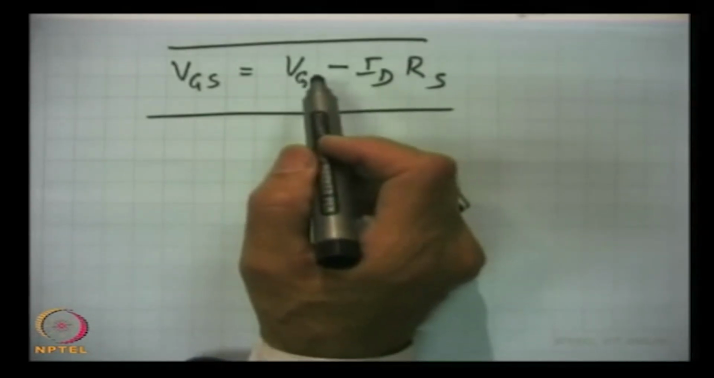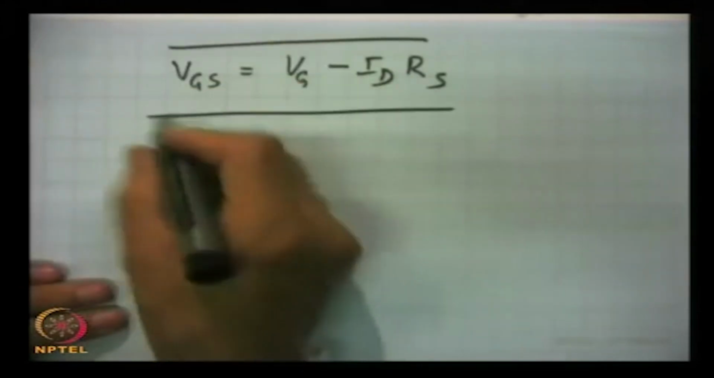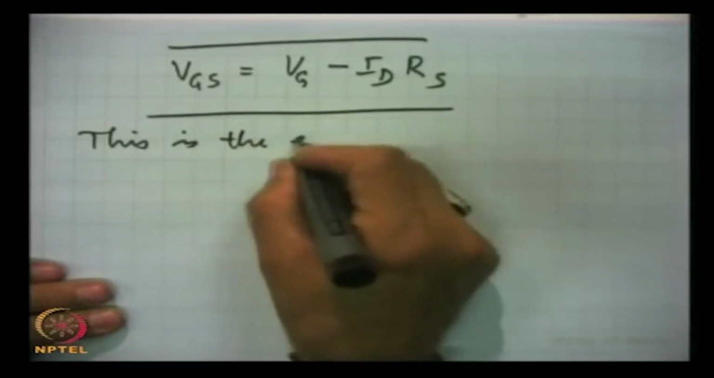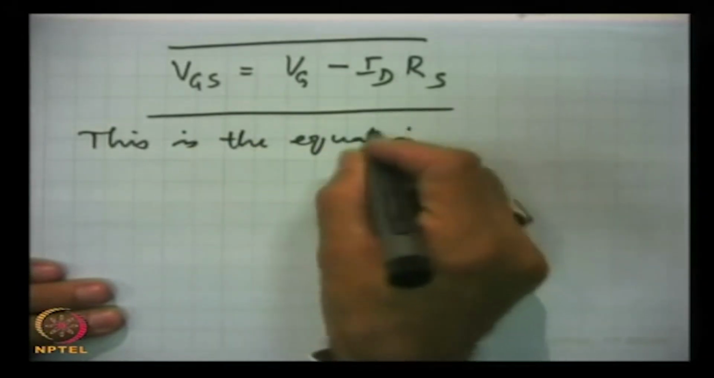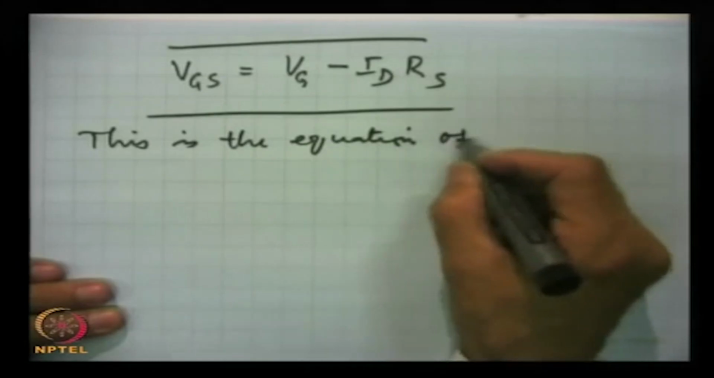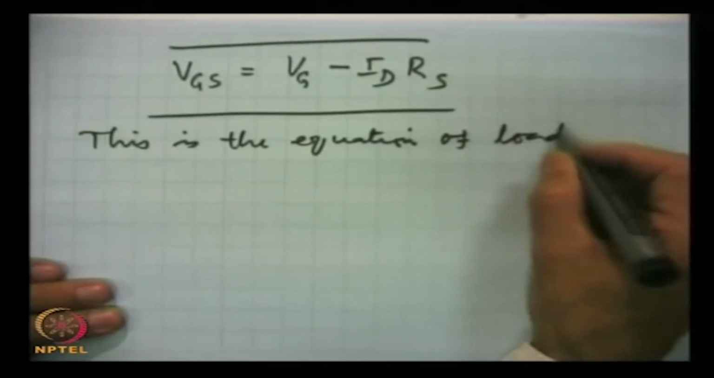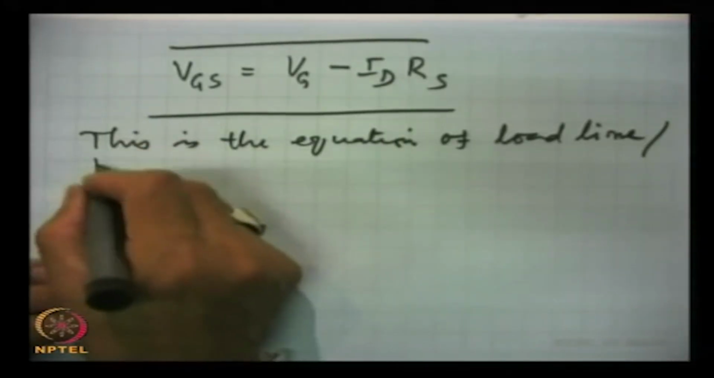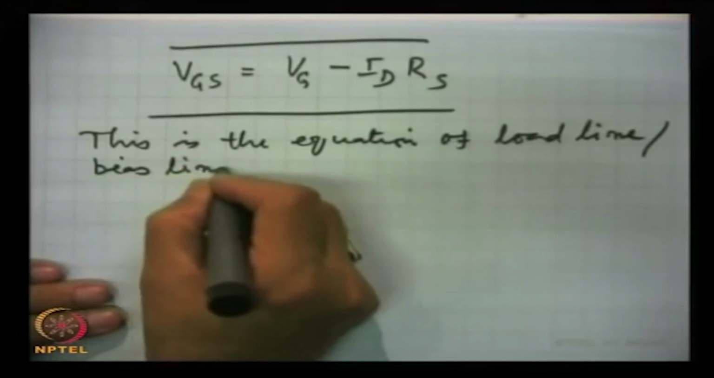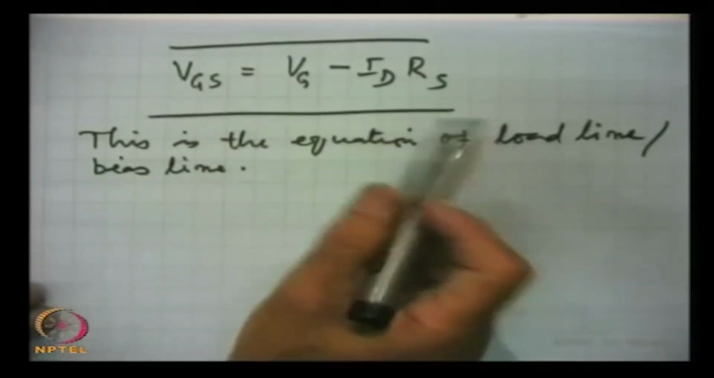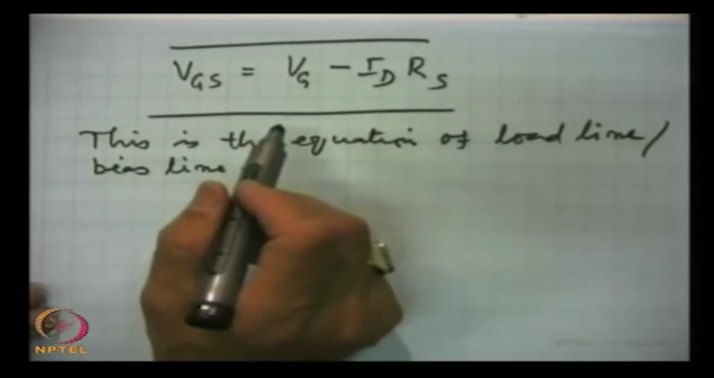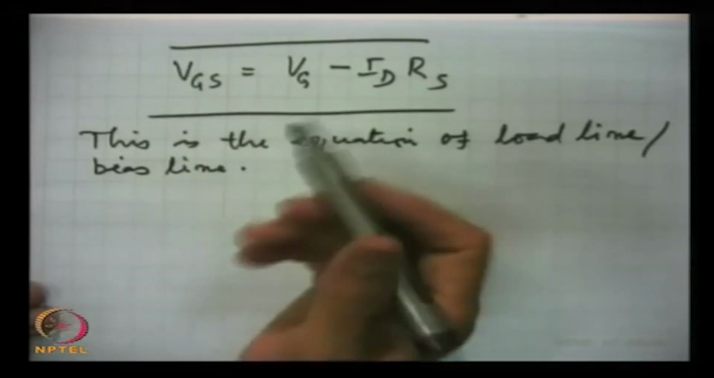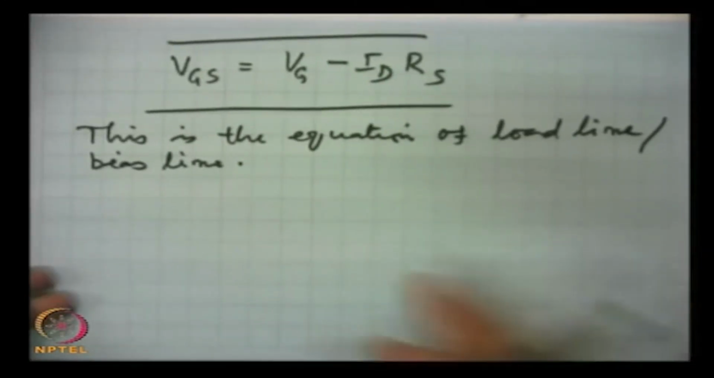So, this is actually the equation of the load line, or we call it the bias line. And this is to be plotted on the transfer characteristics of the device to find various important parameters.